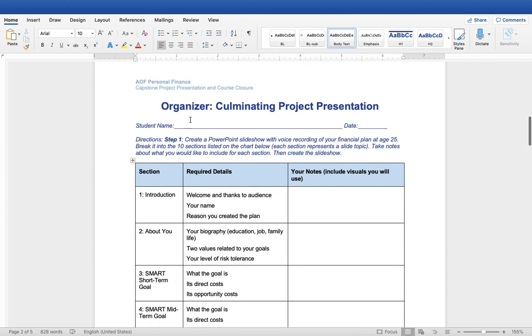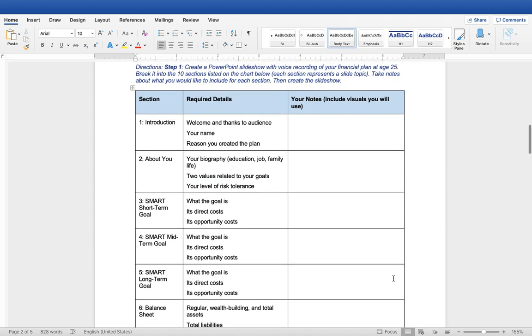Okay, so when you go to the next page, under the organizer, the organizer is really an outline of what you should include in your PowerPoint. And if you look in this column section where it's numbered, pretty much these could be each slide. So you should have a slide for your introduction. That's where you welcome the audience, you state your name, why you are creating this plan, etc. Then the next slide will be the details about you and your life at 25. So what's your biography? Where did you go to school? What kind of education did you have? What kind of job do you have?